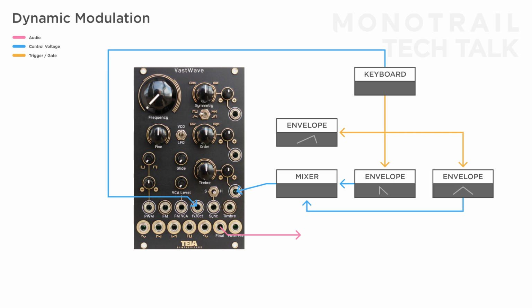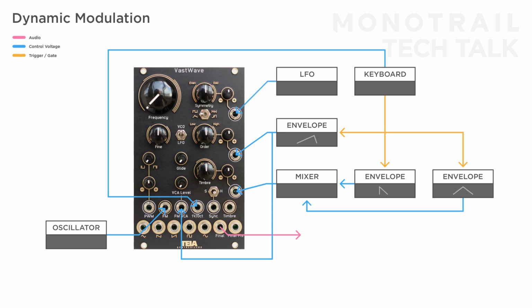Then use a slow rising envelope to the order and the FM amount, and perhaps a slow LFO to the symmetry, and you have a very playable voice.